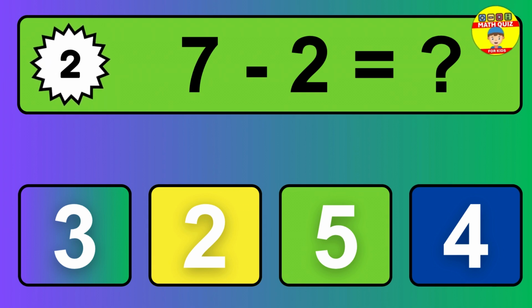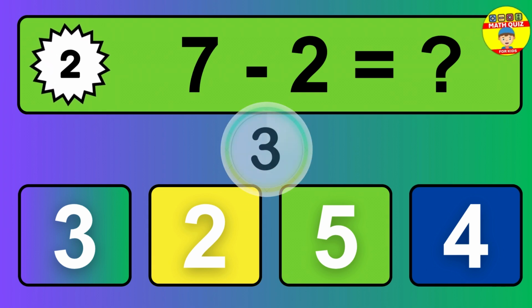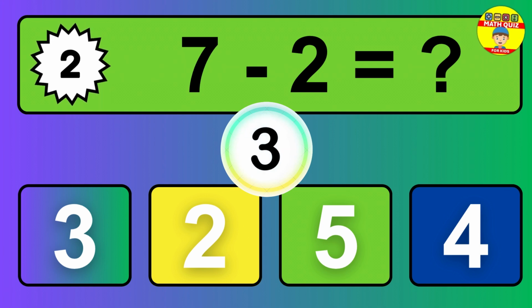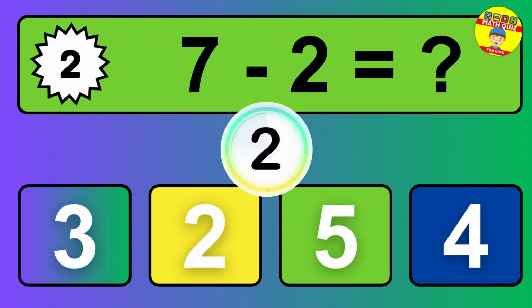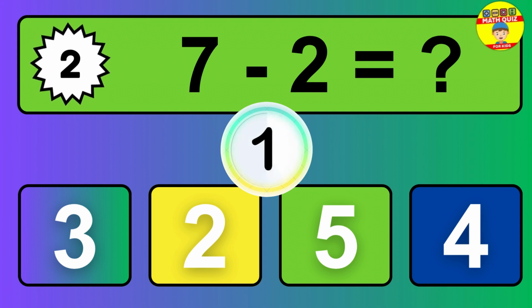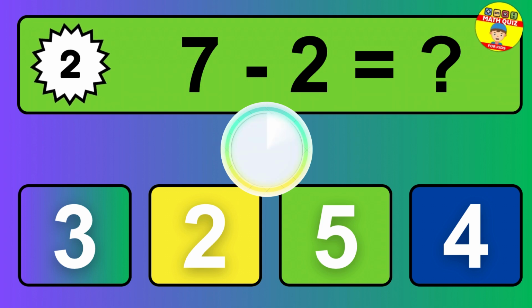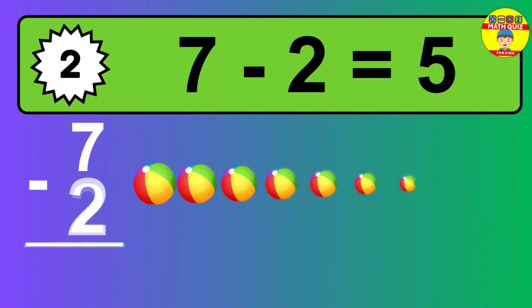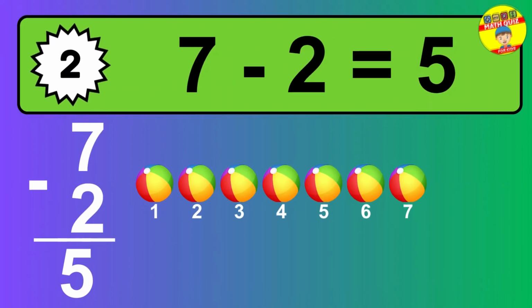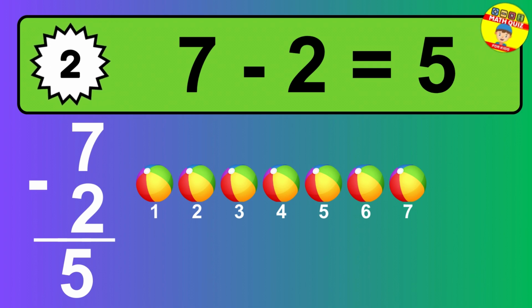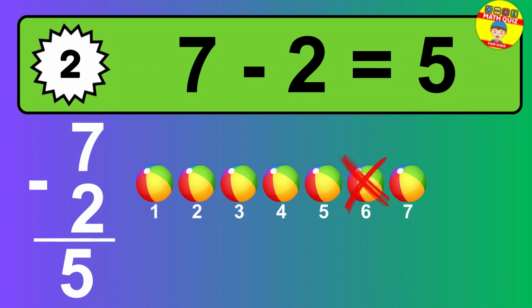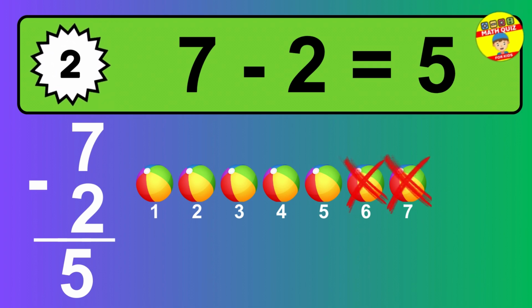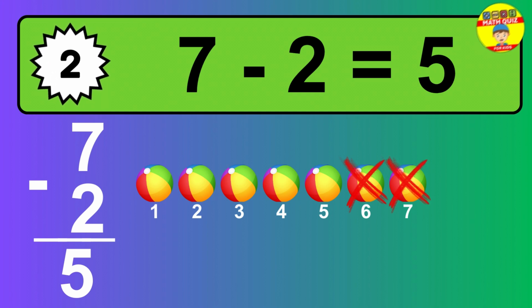2. 7 minus 2 equals what? So the answer is 7 minus 2 is 5. Let's count it. 1, 2, 3, 4, 5.